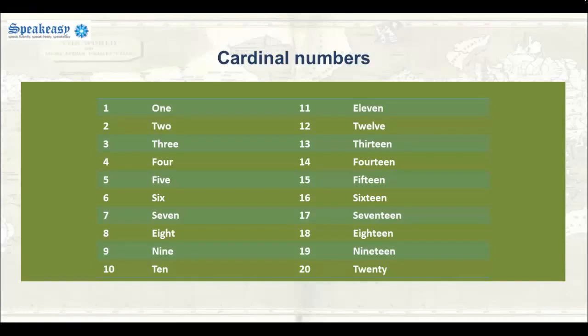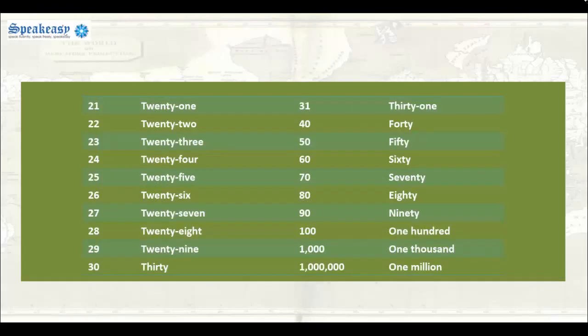So here's a list of the cardinal numbers. 1, 2, 3, 4, 5, 6, 7, 8, 9, 10, 11, 12, 13, 14, 15, 16, 17, 18, 19, 20, 21, 22, 23, 24, 25, 26, 27, 28, 29, 30, 31, 40, 50, 60, 70, 80, 90, 100, 1,000, 1 million.